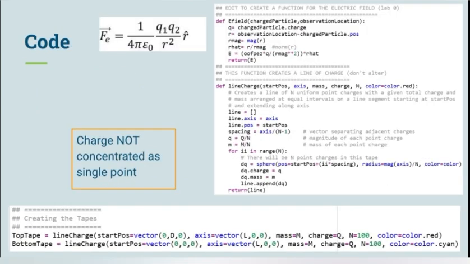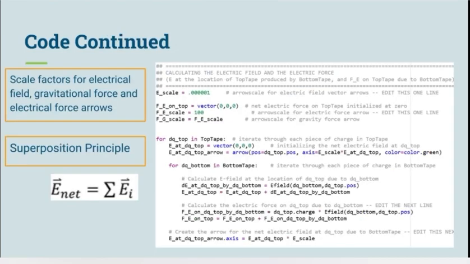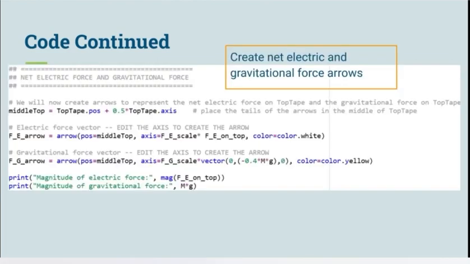To begin with, the electrical field was calculated, then the line of charge was created. Unlike Lab 1, the tape's charge is not concentrated at a single point, so the charge was divided into segments. Next, we have the scale factors for the electric field, electric force, and gravitational force. The following section illustrates the superposition principle. The segments of the electric field are summed to get the net electric field, and the same is done to get the net electric force. Finally, the net electric and gravitational force arrows were created.